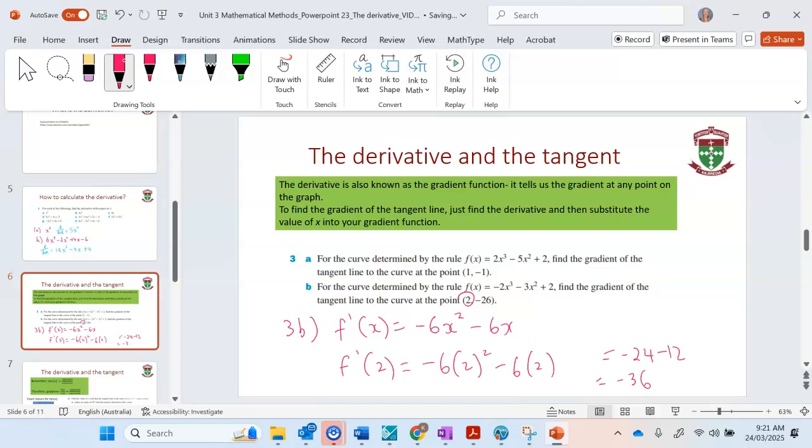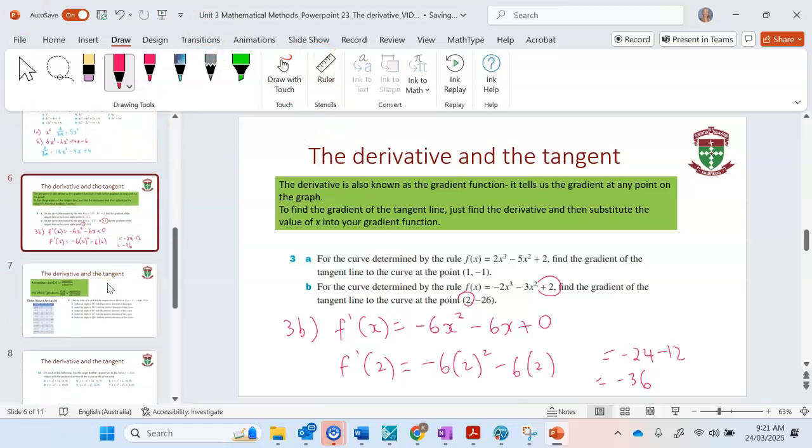Sorry, so any constants just become 0. So I might just add that there, so plus 0. Sorry guys, hopefully you recognize that. You're like, no, you're doing it wrong. So just making you aware of that error.